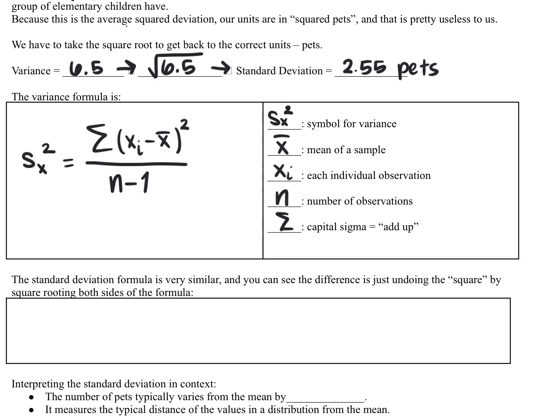The difference between the standard deviation formula and our variance formula is that we take the square root. So the symbol for standard deviation, which is very important, is s sub x, equals the square root of our variance formula, the summation of x sub i minus x bar, squared, over n minus 1.